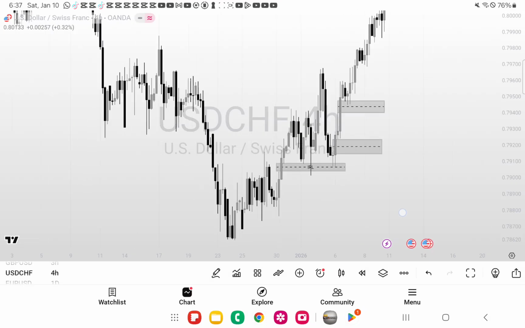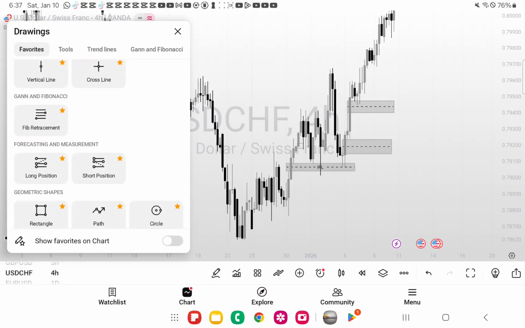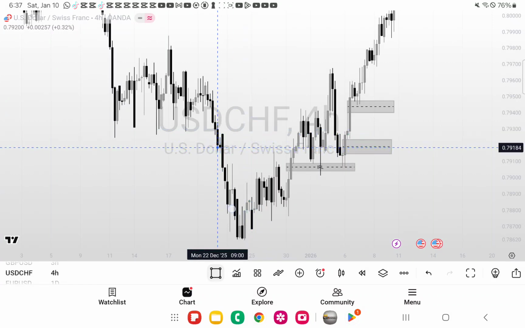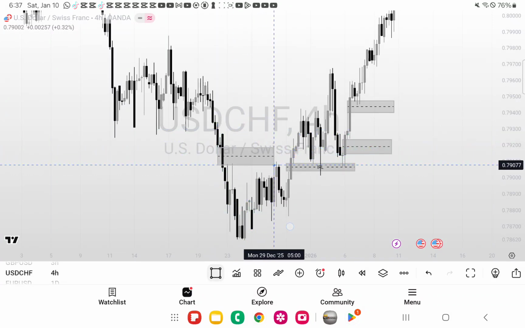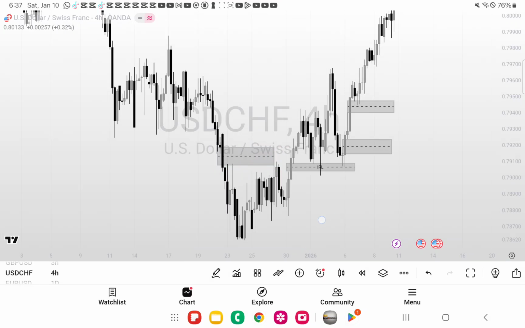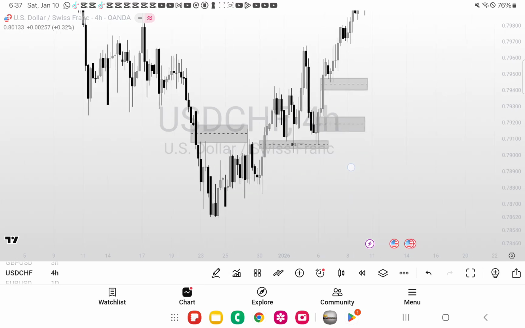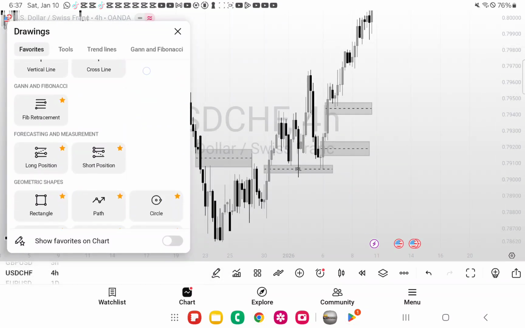Here we also have another fair value gap in this bearish move. You can see we have a fair value gap, and price has already respected it. Once price tapped into the fair value gap, you can see a rejection to the downside. So that is one of the fair value gaps.